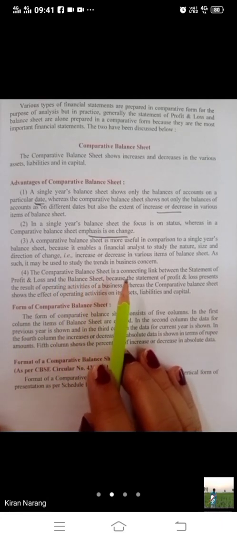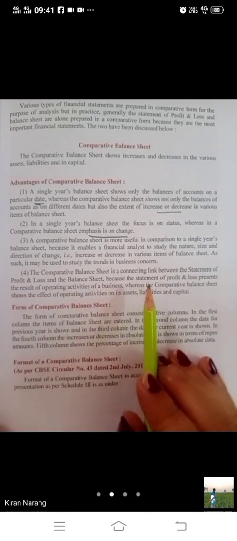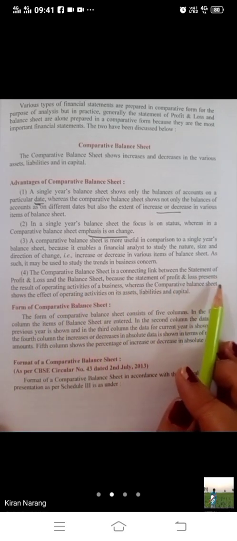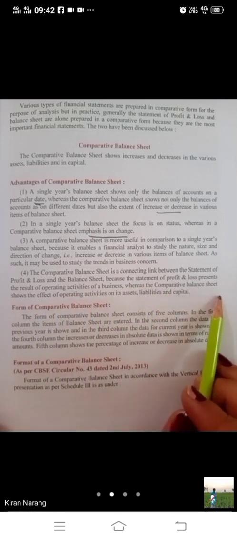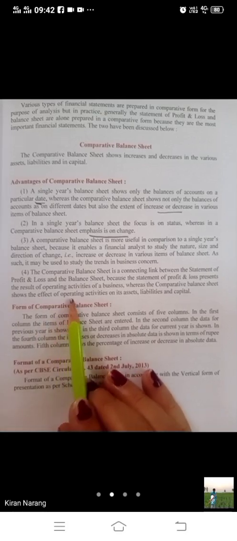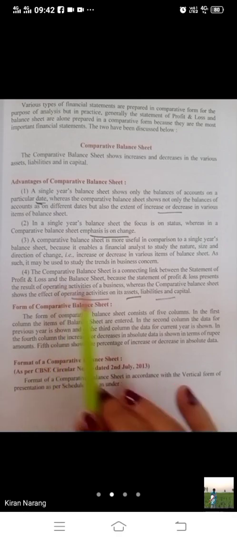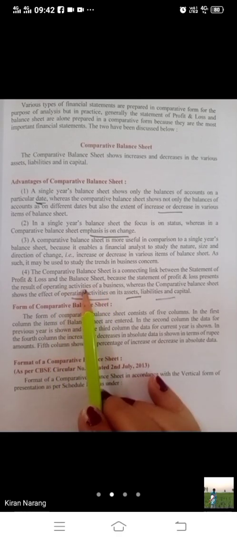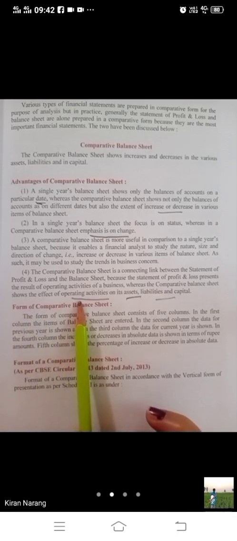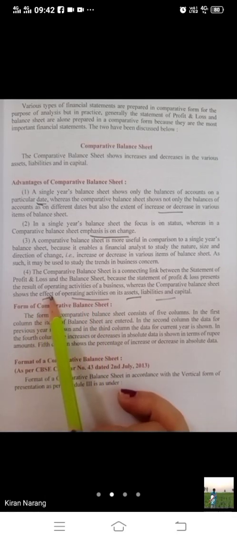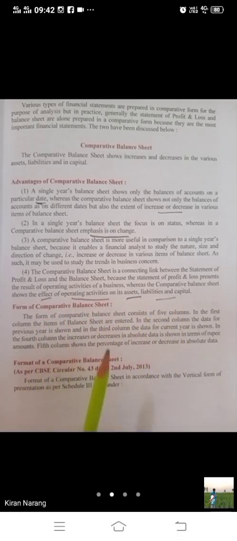Then the comparative balance sheet is a connecting link between the statement of profit and loss and the balance sheet, because the statement of profit and loss presents the results of operating activities, whereas the comparative balance sheet shows the effect of operating activities on assets and liabilities. The income statement shows the trend of operating activities, the result of the trend. Then the balance sheet shows the effect of this. What is the effect of these activities on assets and liabilities?